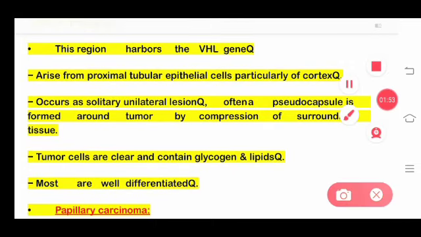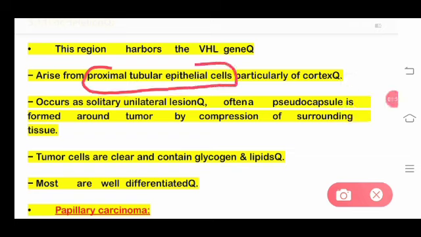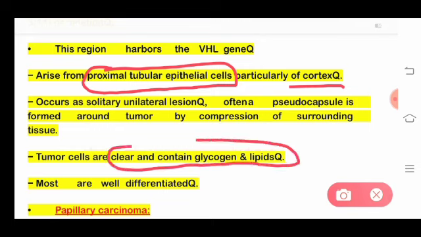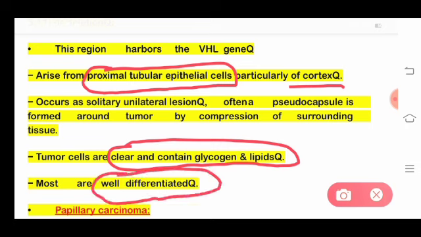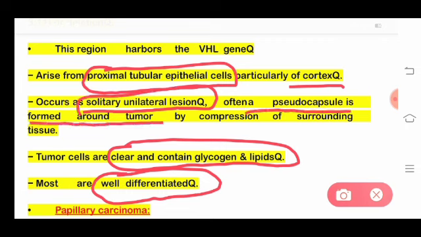Another important thing is, it arises from the proximal tubular epithelial cell, particularly of the cortex. Why is it called clear cell? Because it contains glycogen and lipid. These are well differentiated tumors of the kidney, occurring as a solitary unilateral lesion, and often a pseudocapsule is formed around the tumor.